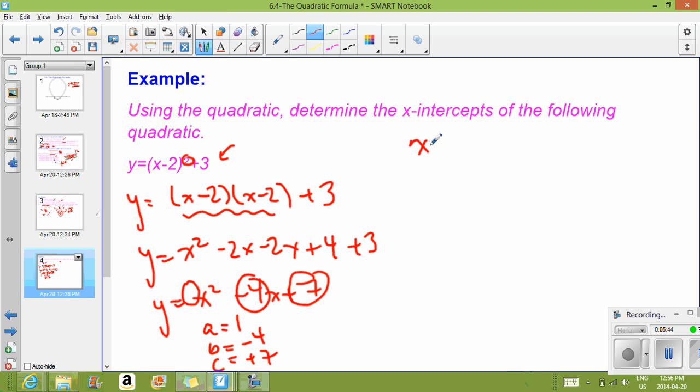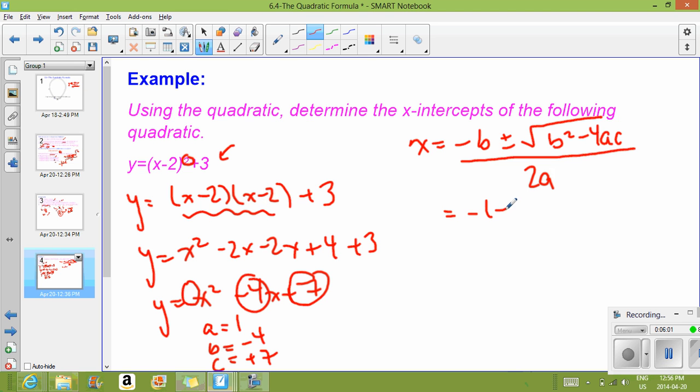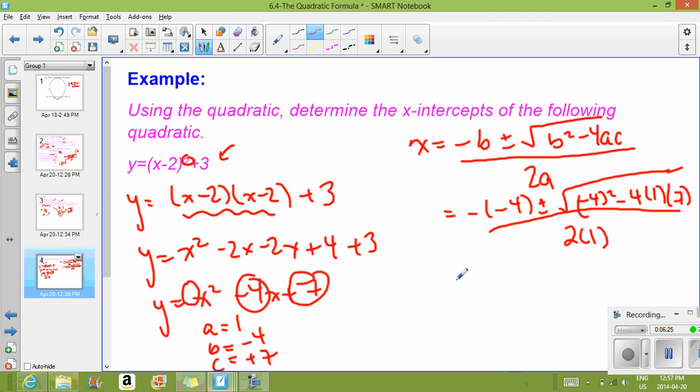Going back, we have to find the x-intercepts. So we're going to use the quadratic formula, which is negative b plus or minus the square root of b squared minus 4ac, all divided by 2a. So now we can put in values. So negative b, our b value is negative 4. So if we put in our b as negative 4, then we continue on, plus or minus the square root of b squared. Our b value is negative 4, and then square it, minus 4, and then our a value is 1, and our c value is 7. Then we divide it all by 2 times our a value, which is 1.